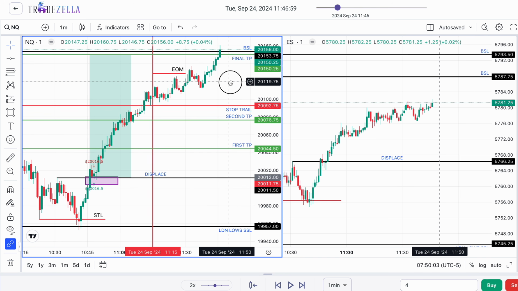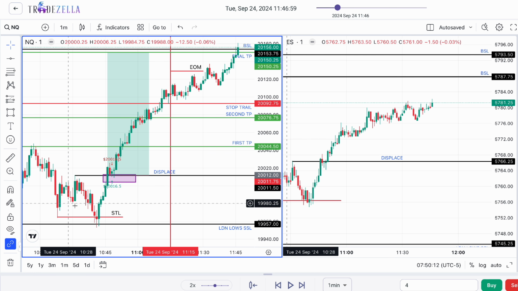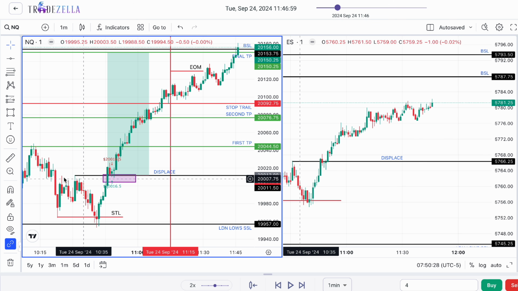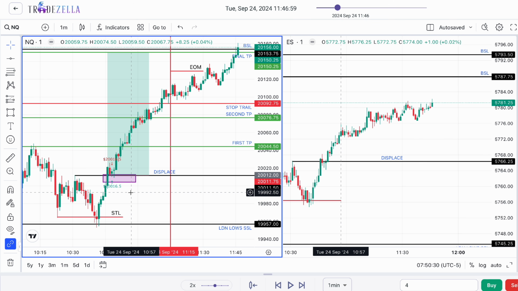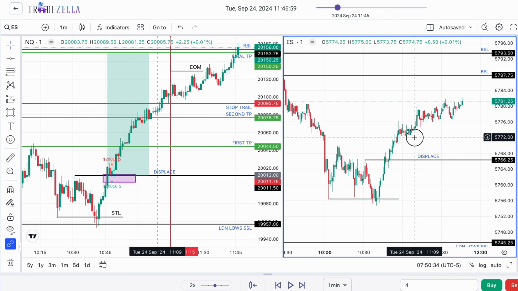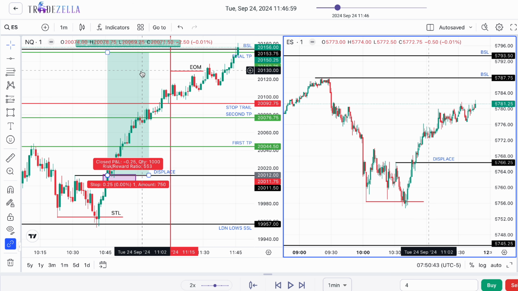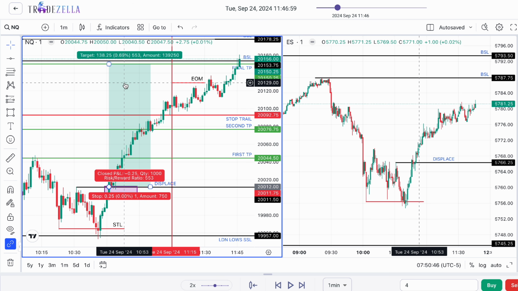And there you have it, extremely algorithmic. This is a very clean unicorn model setup. London low swept, displaced higher. We also have the breaker block inside of the fair value gap. Very clean example indeed. And you would enter off the first presented fair value gap, and see vice versa for ES. We also got the displacement higher on ES, which is great to see. Both pairs are correlated, and that would be 138 handles secured.